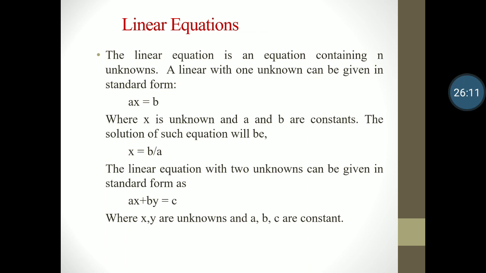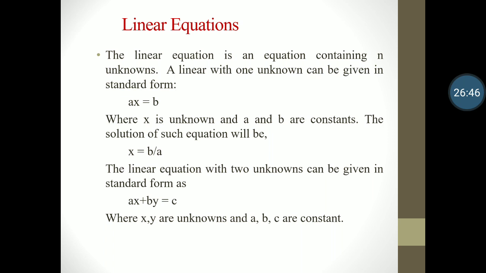Next thing is linear equation. We will have different linear equations. A linear equation is an equation containing n unknowns. Unknowns means variables which are not known to us. A linear equation with one unknown can be given in the standard form ax is equal to b. Here x is our unknown, so we have to find x. For finding x, we calculate x is equal to b divided by a.